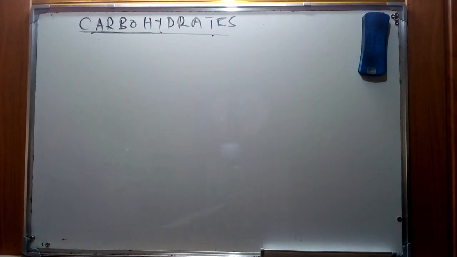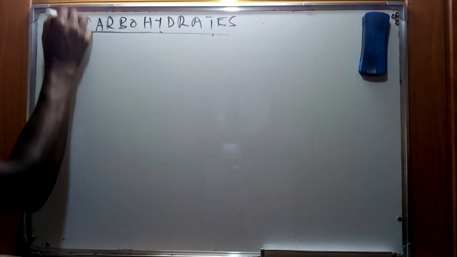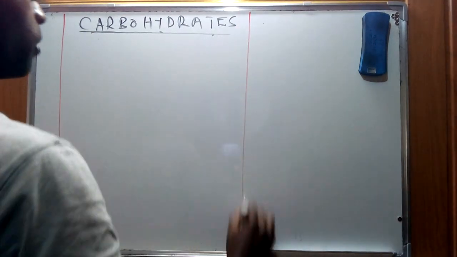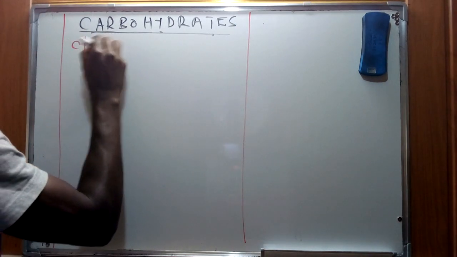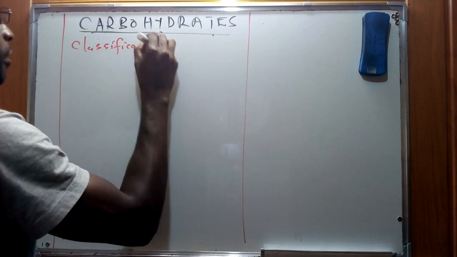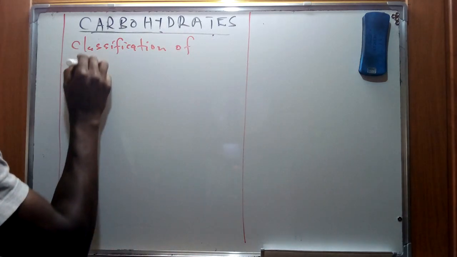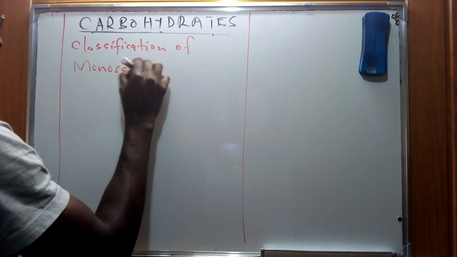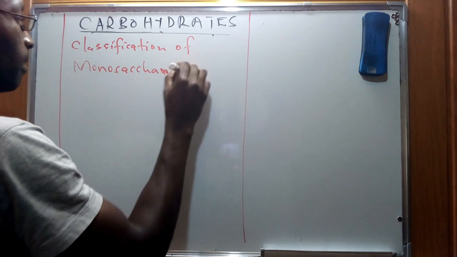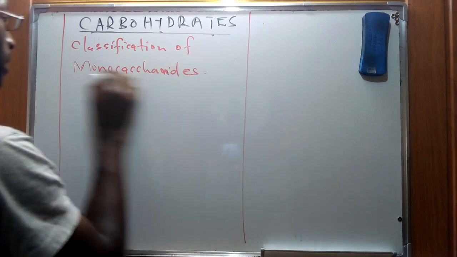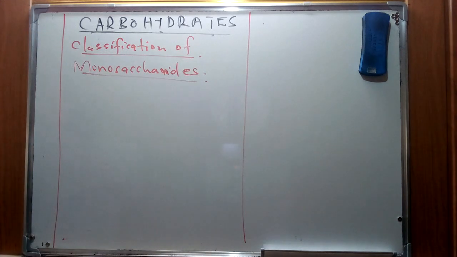So today is the concept of carbohydrates. But under carbohydrates, we're going to look at the classification of monosaccharides. And this is going to give us a basis for understanding other higher forms of these carbohydrates that we have already discussed in our first video. So monosaccharides are basically grouped according to the number of carbon atoms and whether they are poly.